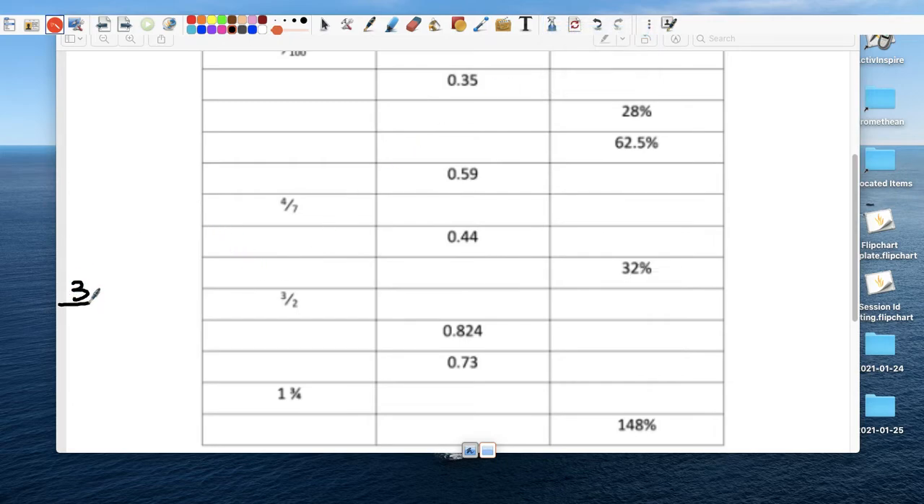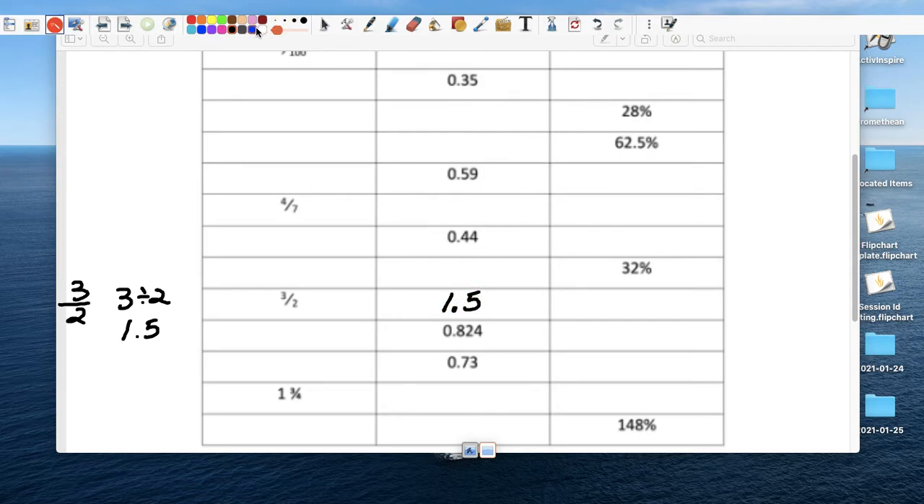Próximo is 3 over 2. When you put it in a calculator, make sure ustedes ponen 3 dividido por 2. A ver lo que sale. 3 divided by 2 is going to give me 1.5. So 3 over 2 me va a salir 1.5.